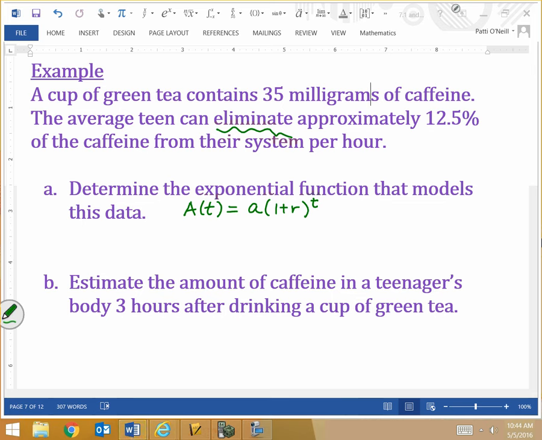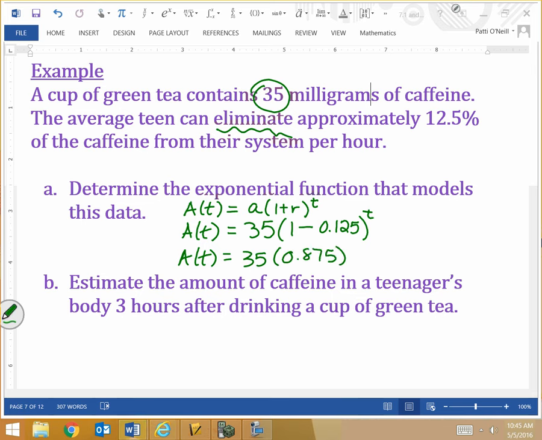This time, I'm going to keep in mind that we're eliminating the 12.5%, so that's going to tell me decay. So my R value is going to need to be negative. A of t will equal, every cup contains 35 milligrams, 35 times the quantity of 1 minus 0.125, that's our 12.5% as a decimal, to the t power, which leaves us with A of t equals 35 times 875 thousandths to the t power. This is our equation that models the decay that's going on in that problem.